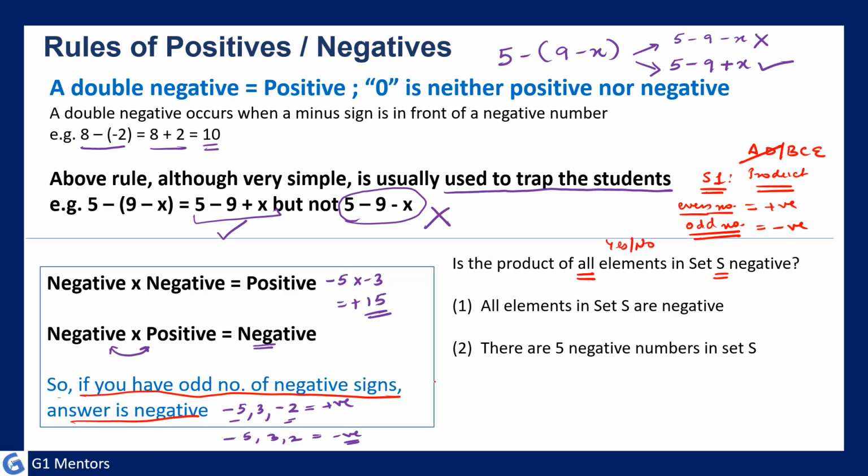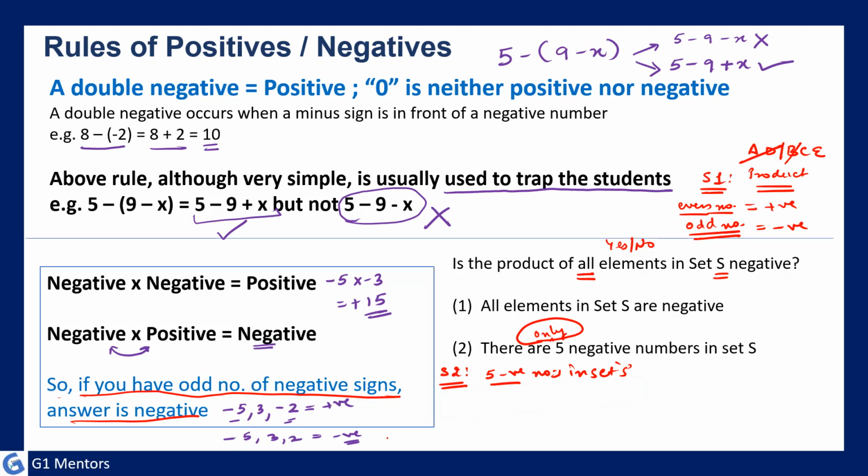Now let's look at statement 2. Statement 2 says there are 5 negative numbers in set S. Normally, students think that there are 5 negative numbers, so the product of 5 negative numbers should be negative. However, in statement 2, it is not given that there are only 5 negative numbers. So statement 2 alone is not sufficient to answer the question.